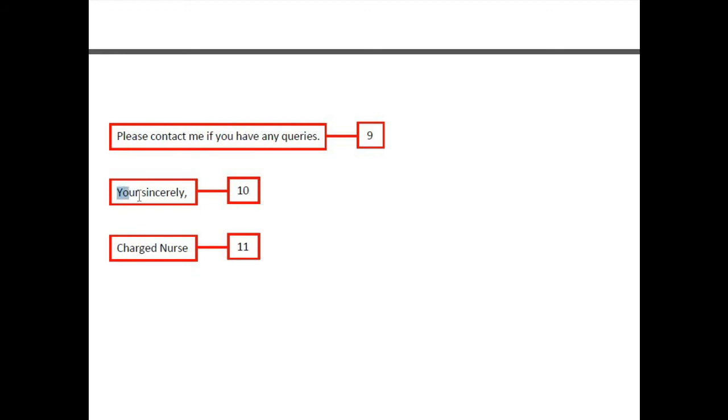The sign-off of yours sincerely is not properly written. Instead, the candidate has written yours sincerly, which is wrong. Also, it should be charge nurse instead of charged nurse. So that's all about the letter. Thank you.